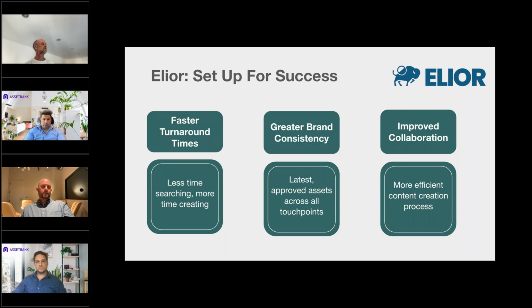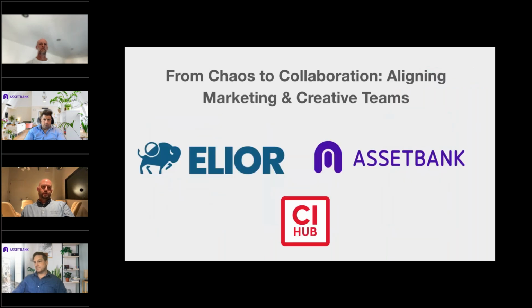To wrap it all up, this journey wasn't just about tools. It was about changing how we actually work. We went from chaos, a scattered, reactive way of dealing with content, to more collaboration, where everyone knows where to go, what to use, and how to work together. Asset Bank gave us structure, and CI Hub gave us flow. And together, they let us focus on what we're actually here to do, which is to create, communicate, and tell stories that matter.